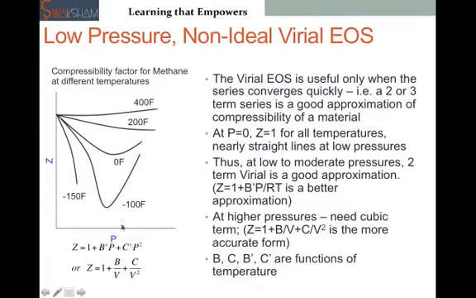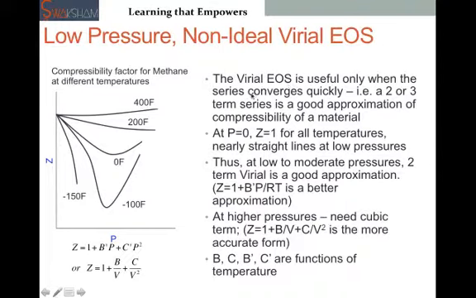B dash and C dash would depend on the temperature, so I could fit this with one value of B dash and C dash, and this with a different value of B dash and C dash, so B dash and C dash depend on temperature. Similarly, I could also fit Z as a function of volume, and I could fit an expression where Z is equal to 1 plus B over V plus C over V square. Again, B and C would be dependent on temperature.